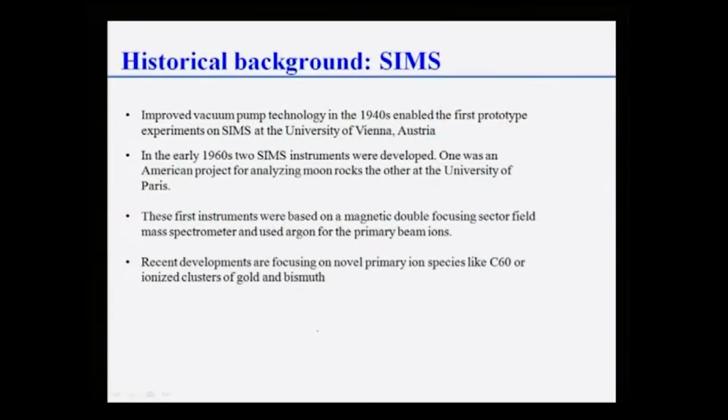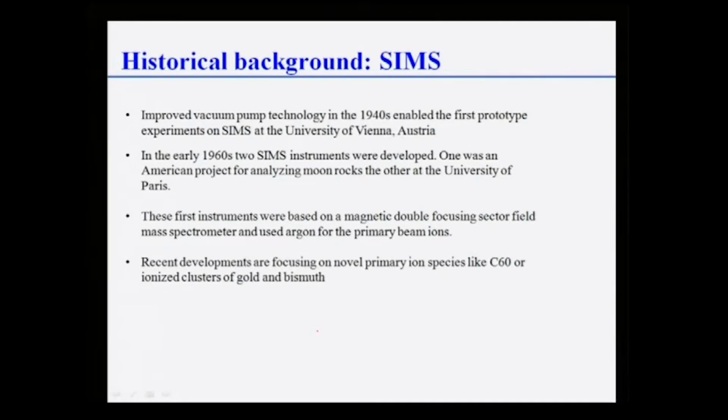and secondary ion spectroscopy came a little later, at about the 1980s, when secondary ion production was possible by different primary ion sources. To give you a better idea of SIMS, the most important problem in developing SIMS was the pumping technology, vacuum technology, as I told already, and that actually hindered the growth of SIMS. In fact, only in the 1940s, actually 1948 or so, the first prototype experiments in SIMS were done at the University of Vienna, Austria. In the 1960s, two SIMS experiments were developed, but not so good. One was an American project for analyzing moon rocks, the other was at the University of Paris.